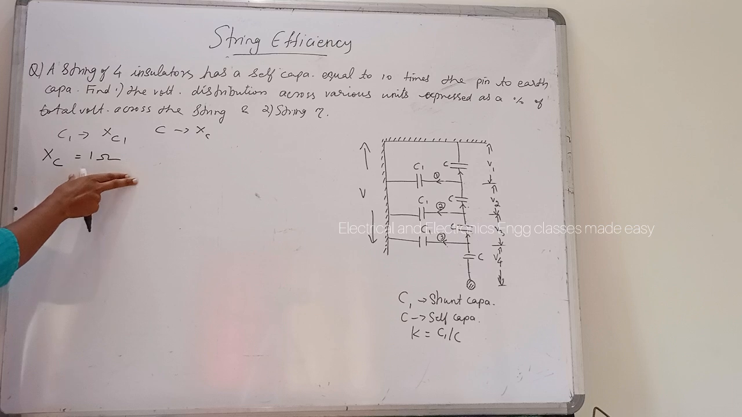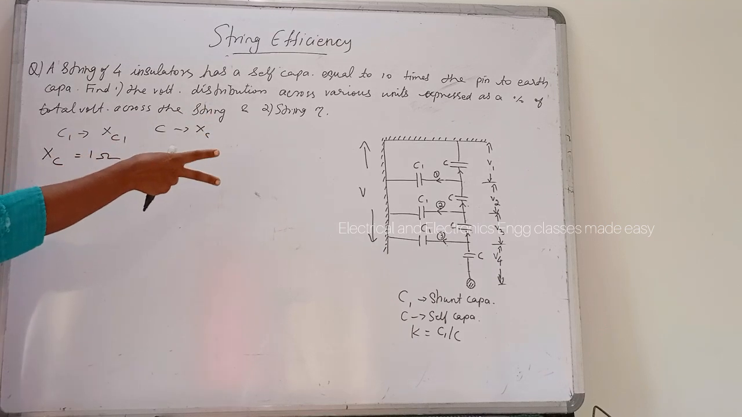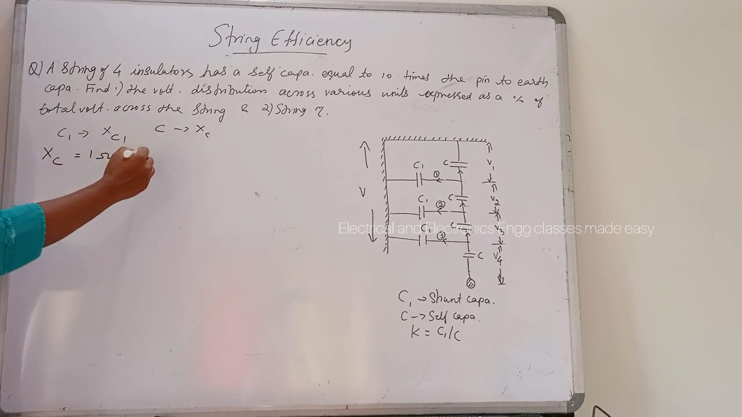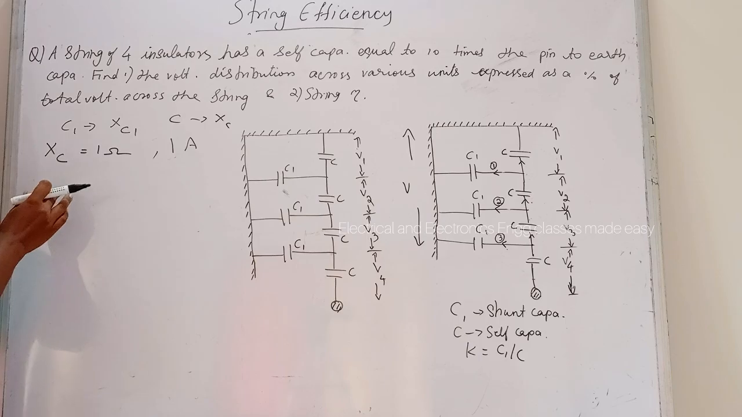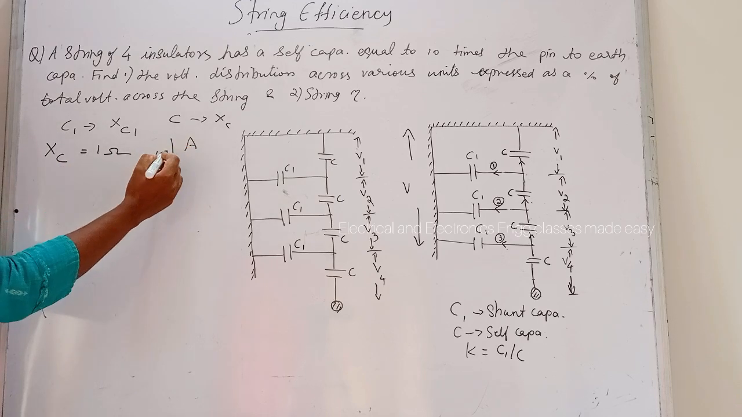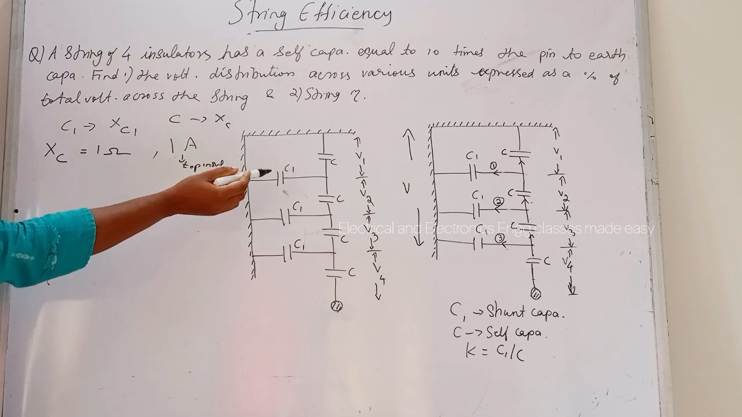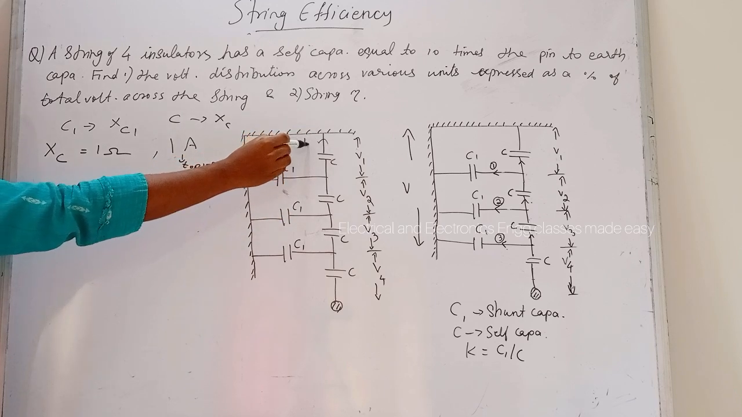So always assume that XC is equal to 1 ohm, and also assume that the current through the top insulator is 1 ampere. So here we assume that XC is equal to 1 ohm, and also the current through the top insulator is 1 ampere, that is, the current through this one is 1 ampere.